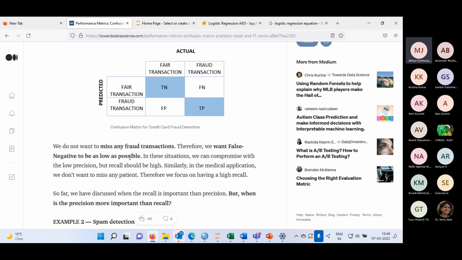If the business says that I am willing to compromise on one thing, but not on false negatives, we can't have too many genuine cases being called fraud cases. Therefore, we want false negatives to be as low as possible. So wherever you want the false negative to be as low as possible, you can go with recall. A typical example is fraud detection in the credit card industry. Is this clear, guys?